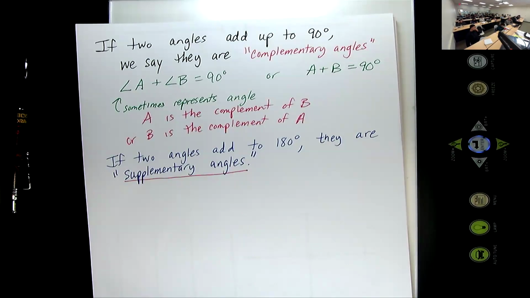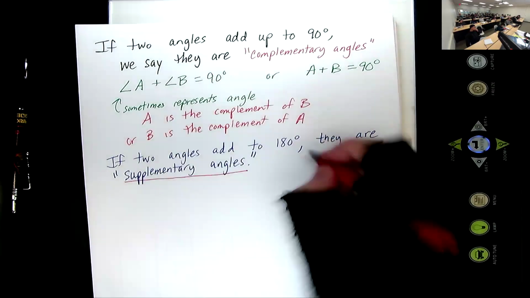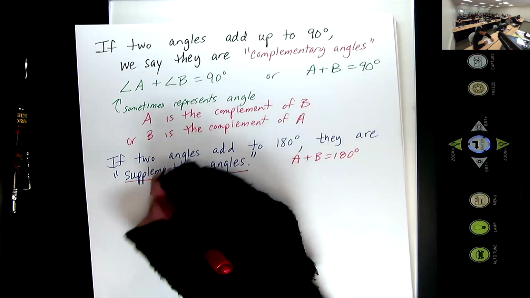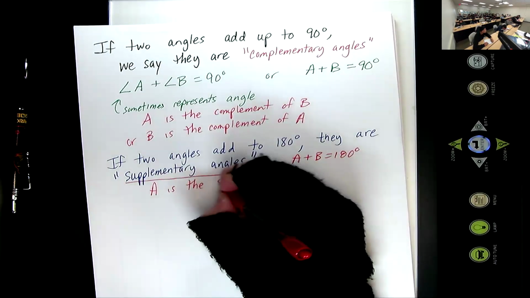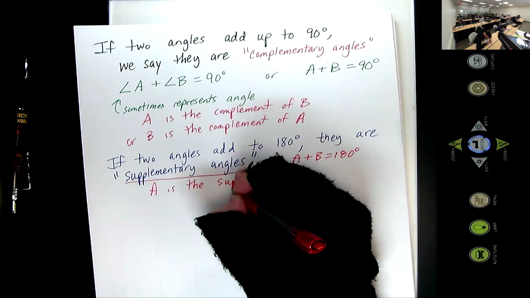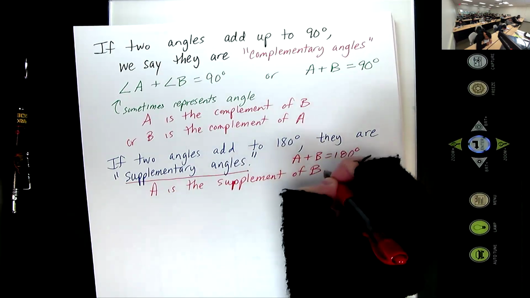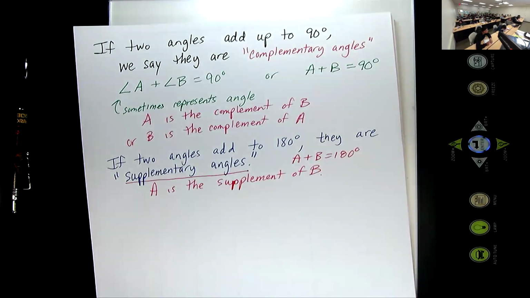Alright. So in this case, we would say A plus B is 180, A is the supplement of B. And we can say B is the supplement of A, but it's the same, I don't need you to write that down, as long as you get the idea.